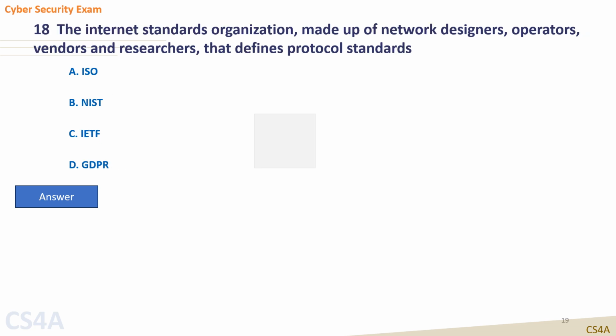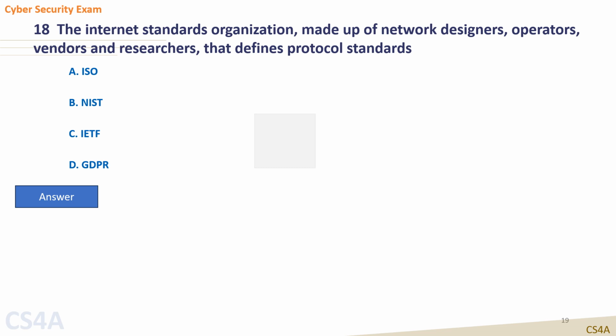So here the question is, the Internet Standard Organization made up of network designers, operators, vendors, and researchers that defines protocol standards. Okay, so here the keyword is protocol. We'll see the options. ISO, International Standard Organization, they are not involved in this protocol standard. They are involved in the generalized standards and guidelines and procedures. And NIST also is not only related to protocol standard. They are with the security standards and security measures.